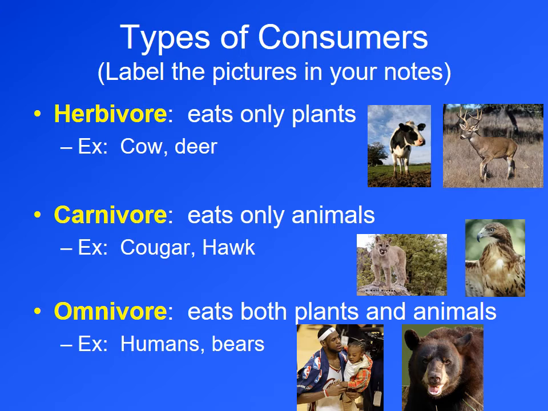The last category we look at is omnivore. Omnivores eat both plants and animals. So whether you're a human or a bear, we're all omnivores. We eat both plants and animals.